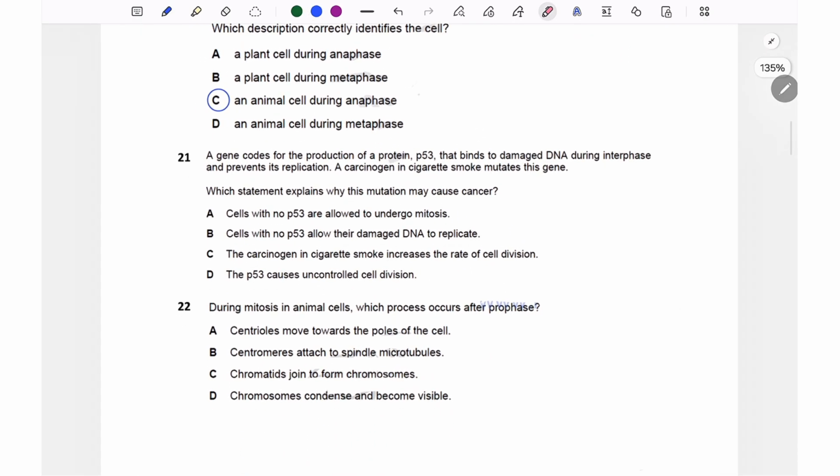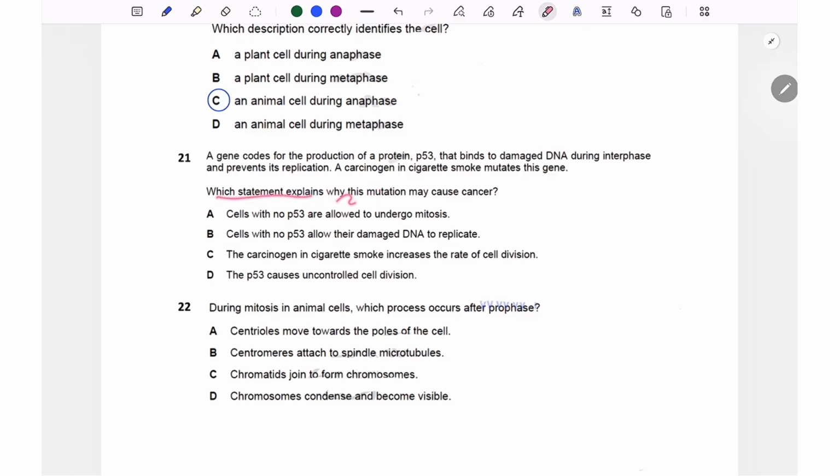A gene codes for the production of protein P53 that binds to damaged DNA during interphase and prevents its replication. A carcinogen in cigarette smoke mutates this gene. So this is going to be our trigger. The carcinogen is cancer causing. It's going to mutate the gene. And what this gene does is that it binds to damaged DNA during interphase to prevent its replication, to make sure that damaged DNA is not being replicated.